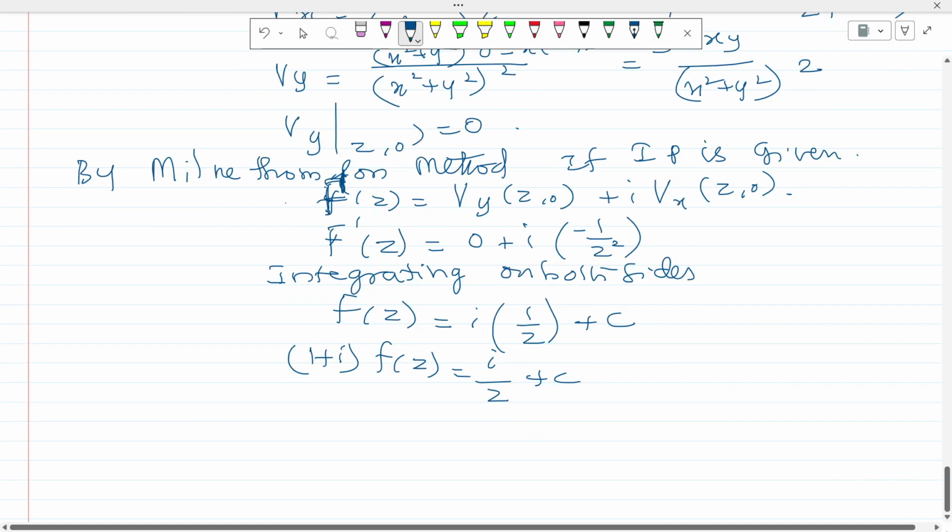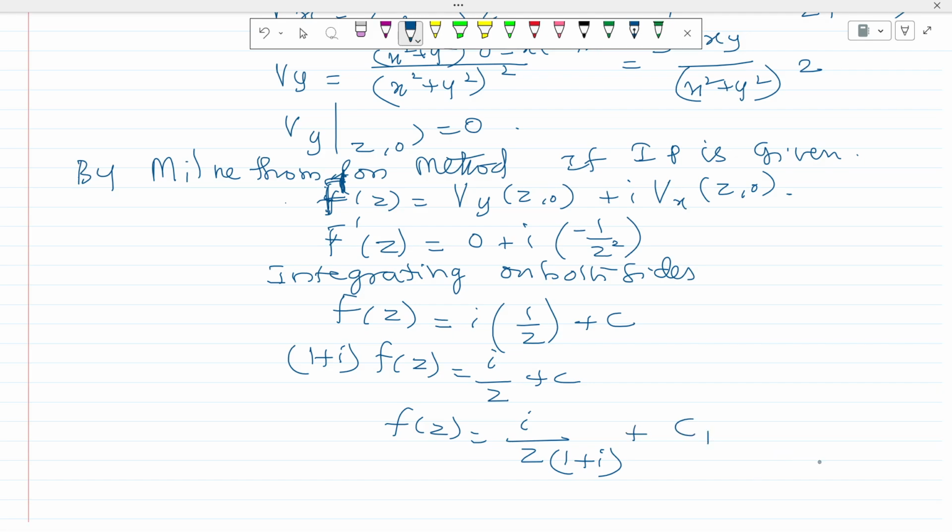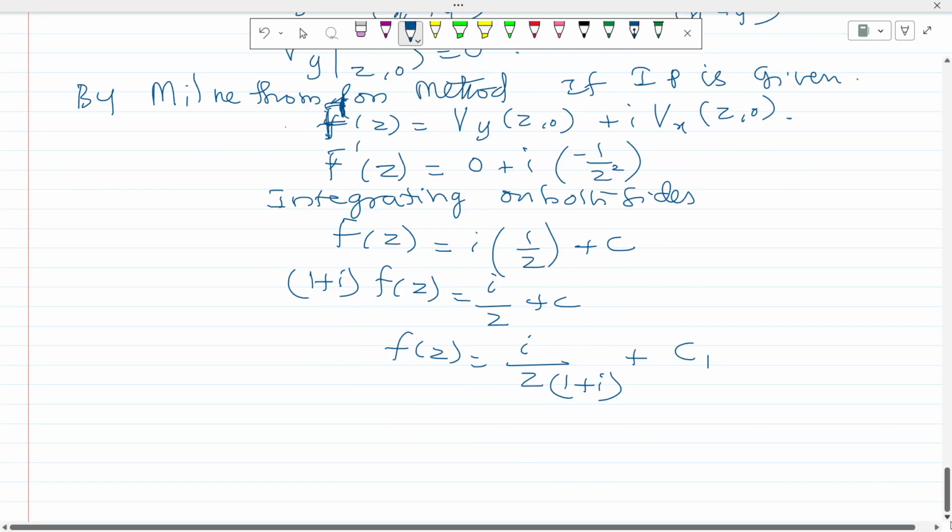Capital F of z is 1 plus I into small f of z, equal to I by z plus c. So f of z equals I divided by z into 1 plus I, plus some constant c1.